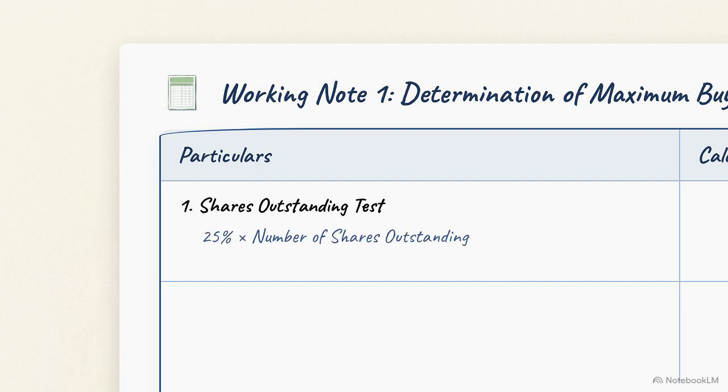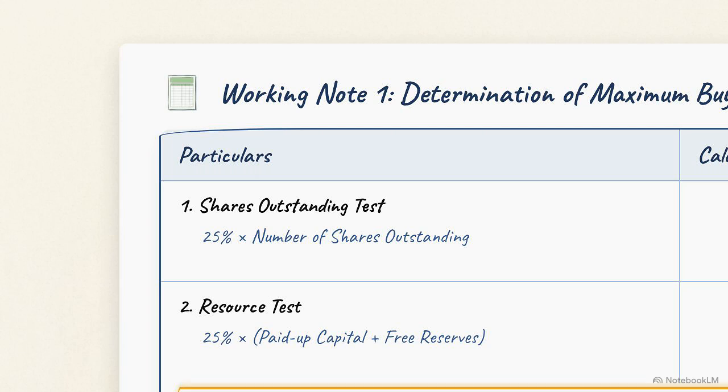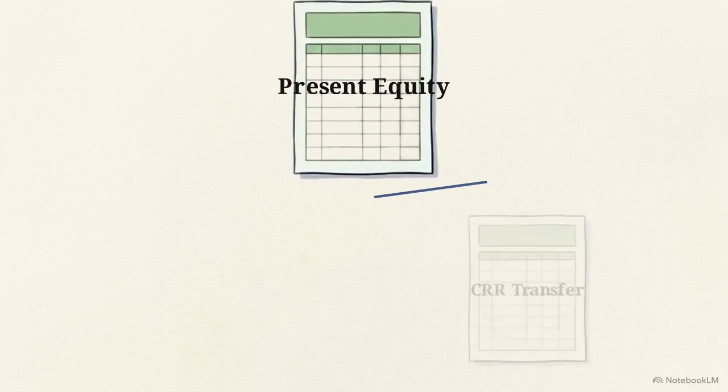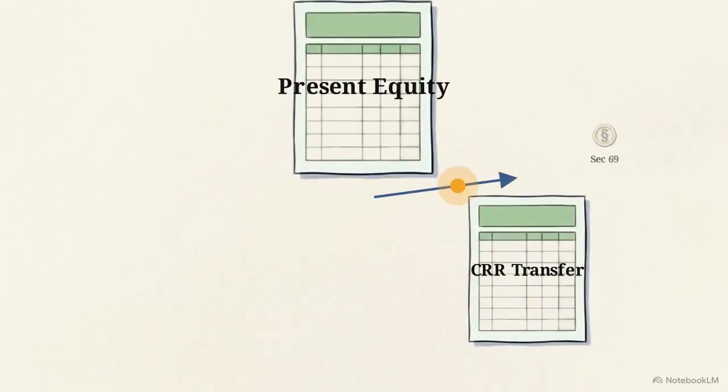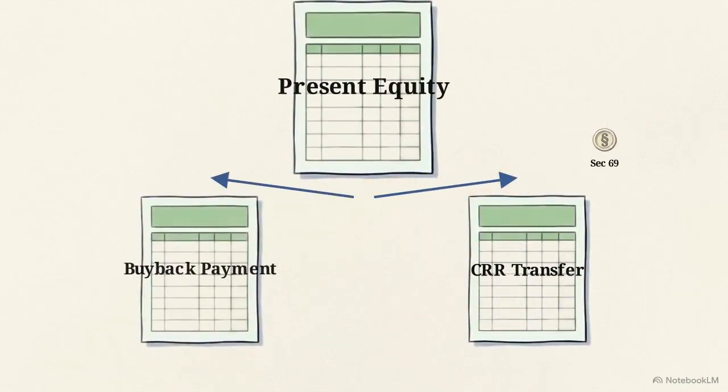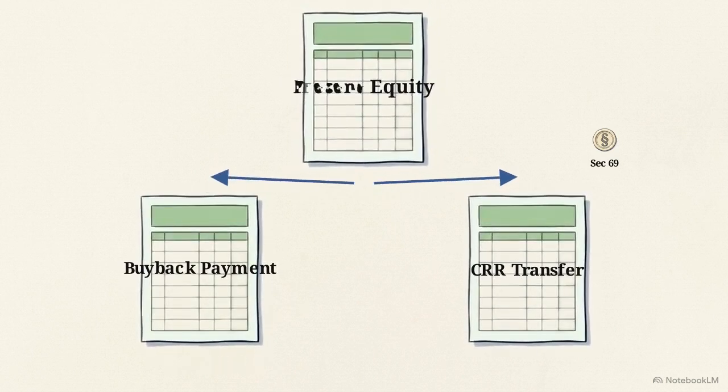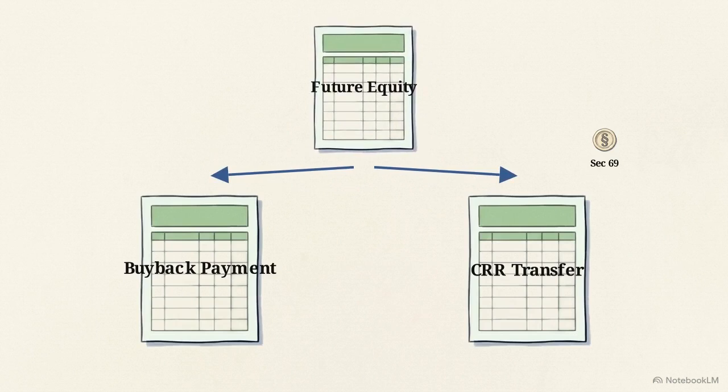For the shares outstanding and resource tests, write the formula in text before substituting any numbers. The debt equity ratio test introduces a complexity where the law states that post-buyback debt cannot exceed twice the post-buyback equity. Under Section 69, buying back shares from free reserves requires a transfer of the nominal value to the capital redemption reserve. This means your future equity decreases in 2 ways, through the buyback payment and the CRR transfer.